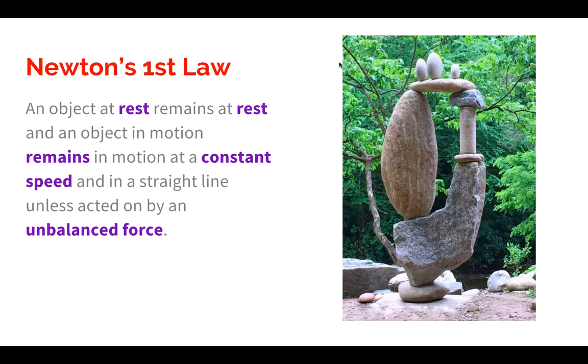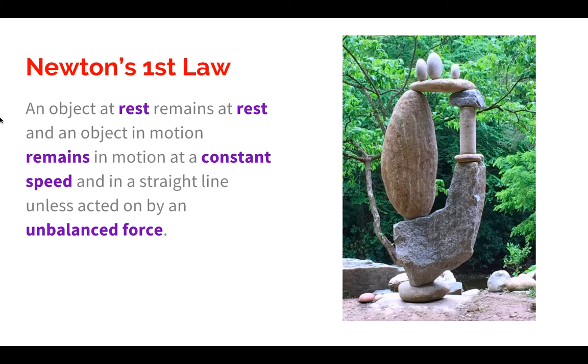For Newton's first law, please write down this. An object at rest remains at rest, and an object in motion remains in motion at a constant speed and in a straight line unless acted on by an unbalanced force. So go ahead and write that down, and then we'll talk about what that means.